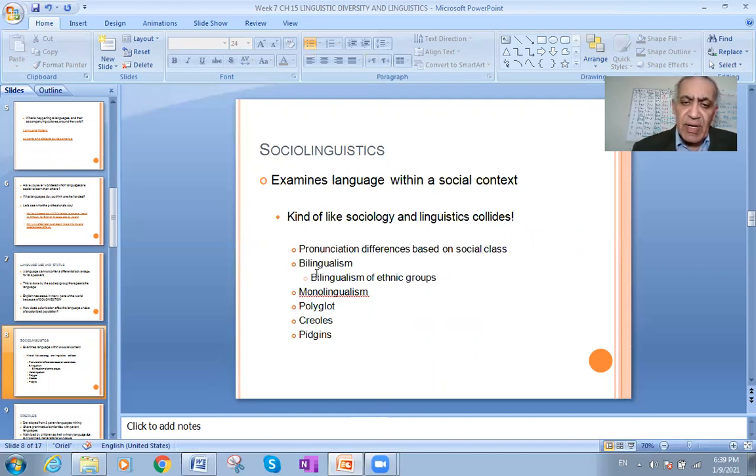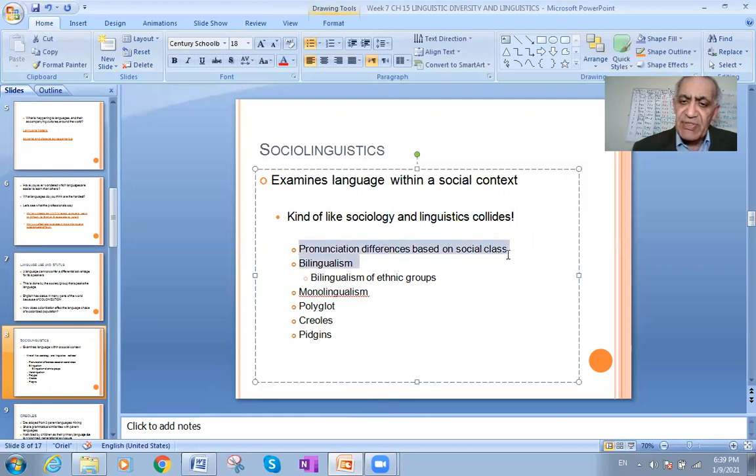Let's go to pronunciation differences based on social class, bilingualism, bilingualism of an ethnic group, monolingualism and polyglot, and creoles and pidgins.